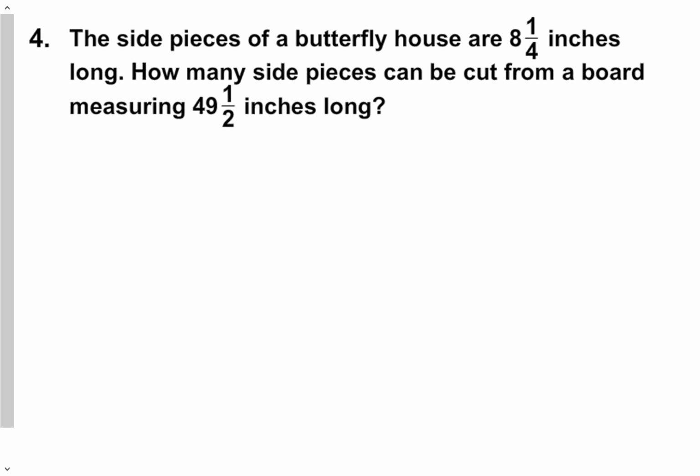Here's our last example. The side pieces of a butterfly house are 8 1/4 inches long. How many side pieces can be cut from a board measuring 49 1/2 inches long? So here we have to set up our own division problem. So usually we start off with what is being divided by how many. So here, the thing that's being divided is the board. So that's 49 1/2, and it's being divided by 8 1/4 inches.